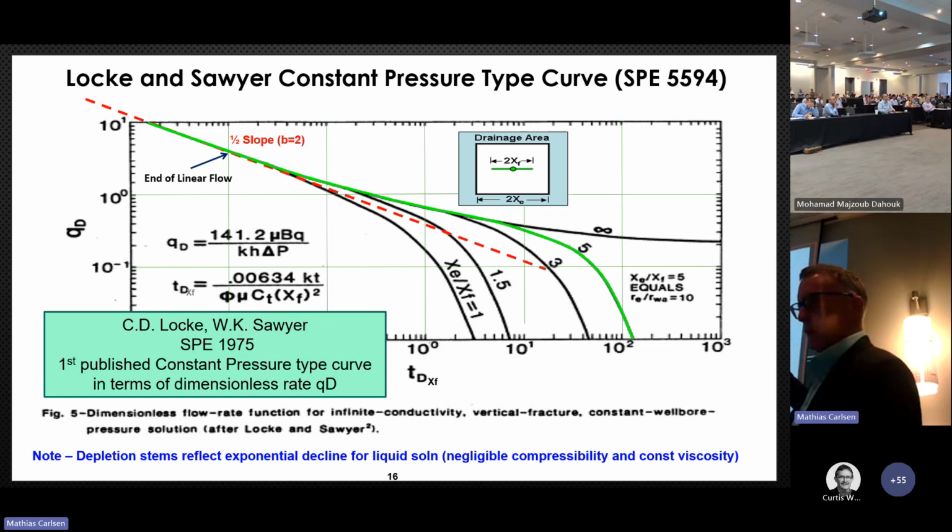It was for vertically fractured wells, vertical wells fractured. Can't say that, but again, the green curve is equivalent to an re over rw of 10. In this case, it's an xe over xf of 5. And you see the linear flow region in transition to elliptical flow around the fractures into full radial flow before it goes into boundary dominated flow, depending on the dimensions of the reservoir.